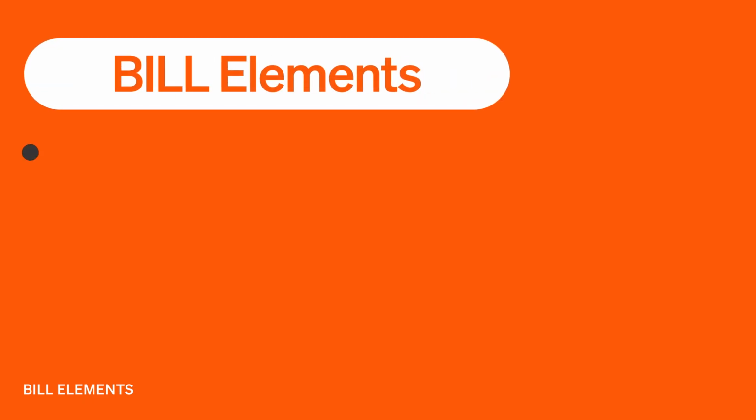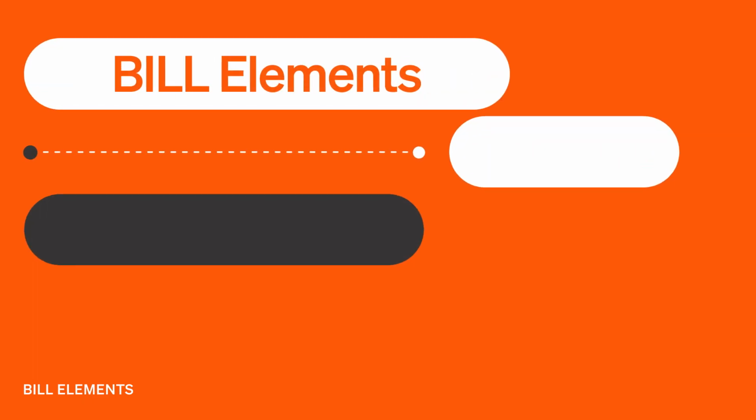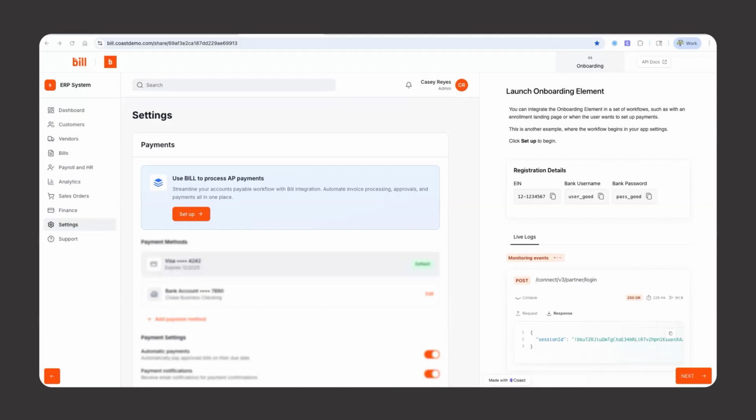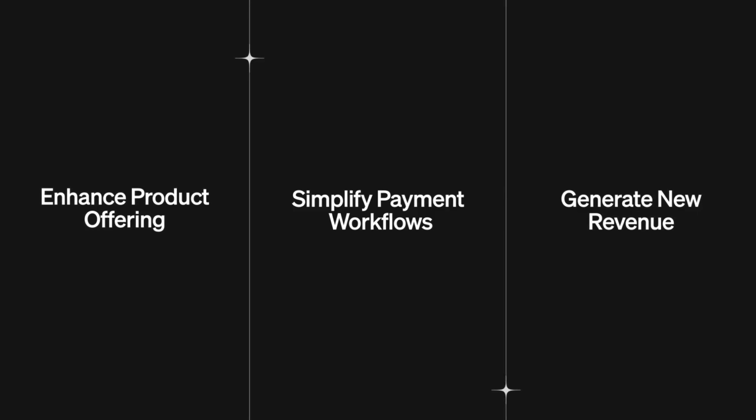And today I'd like to discuss Bill's tools around embedding our payment capabilities into any solution. We call these tools elements. Bill elements are pre-built financial workflow user interface components that you can embed in your application. With Bill elements, you'll be able to enhance your existing product offering, build simplified payment workflows, and generate new revenue with the extensive Bill vendor network.